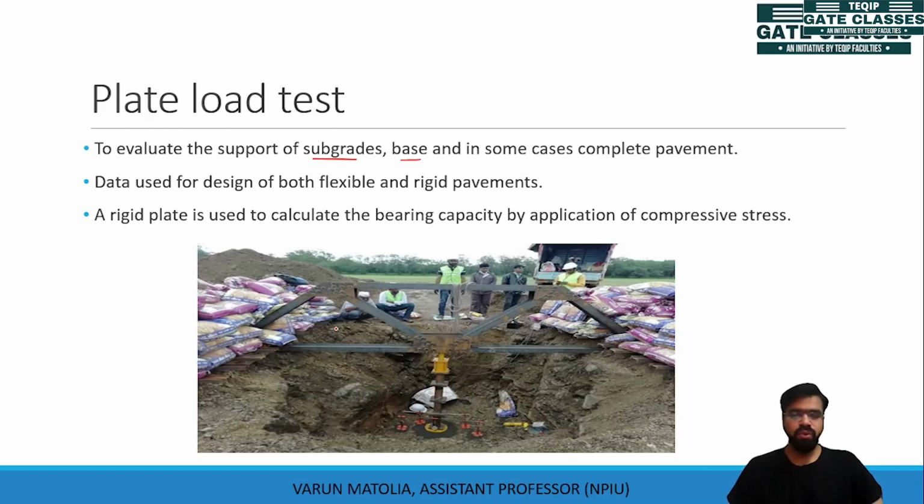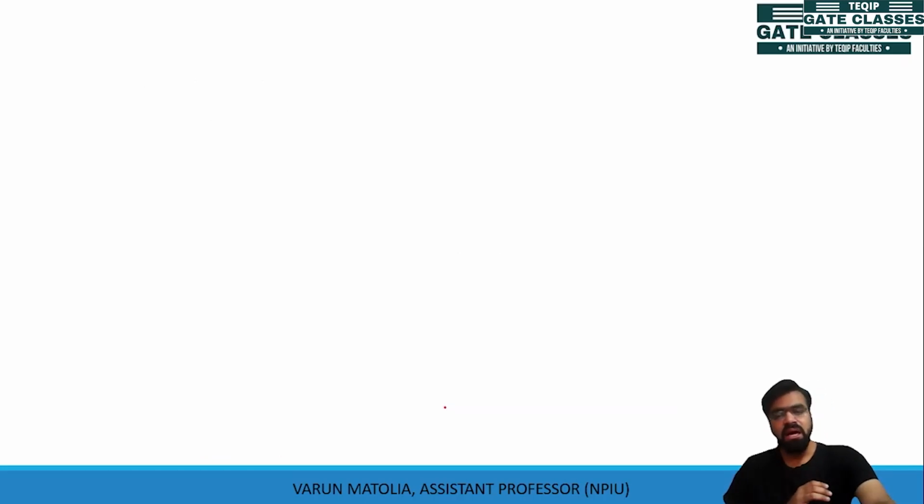Here is the arrangement of loading, and here we have a circular plate. These circular plates are placed at the level of subgrade and then load is applied. For how much load, what settlement is occurring, this is noted, and then this settlement and the load is used to calculate the modulus of subgrade reaction. Let us see what are the specifications of this test.